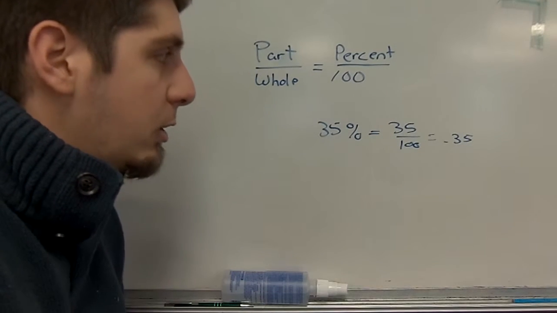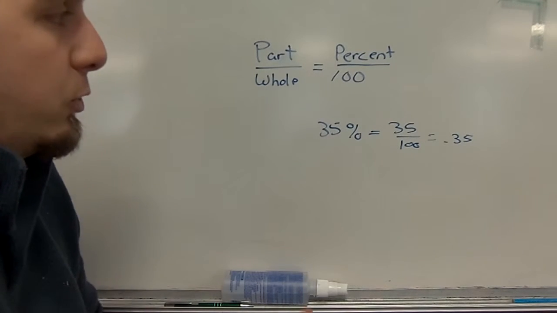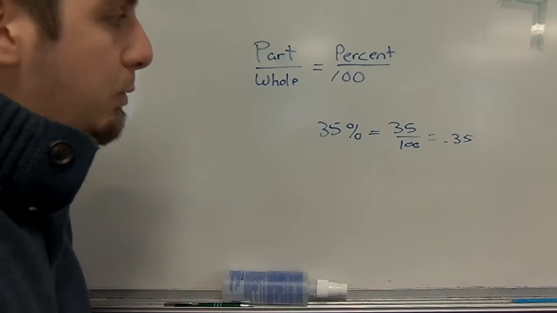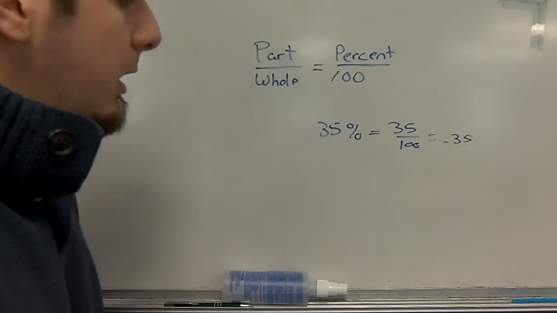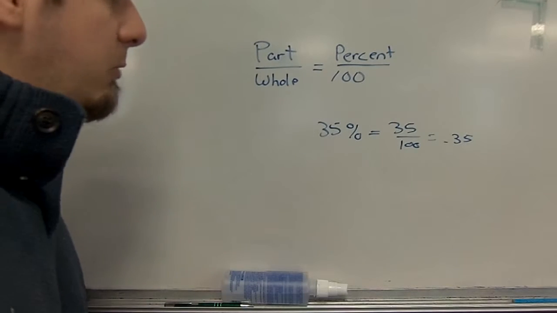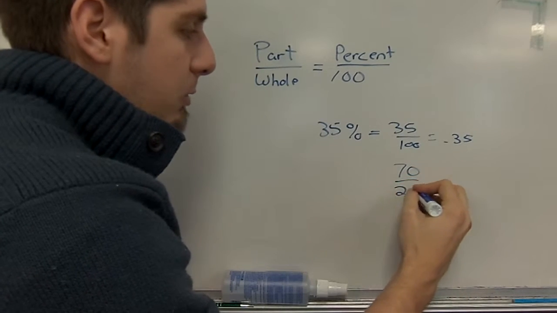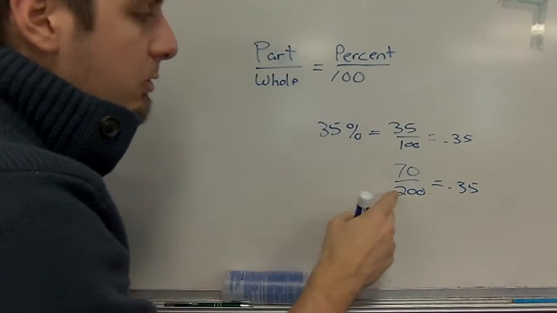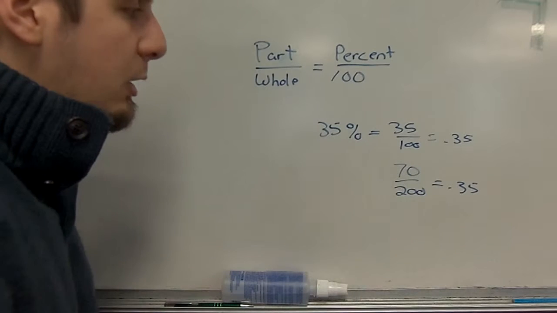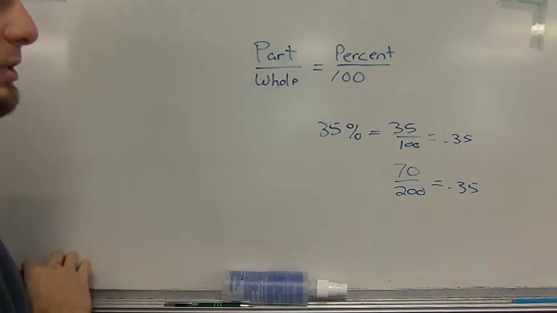So there are what are called equivalent fractions. There are many fractions, or in other words, many division problems, that will get me this answer. So I can represent 35 over 100 with 70 over 200. If you divide 70 by 200, you get 0.35 as well. So these two fractions are equivalent because they're two division problems that get me the same answer.